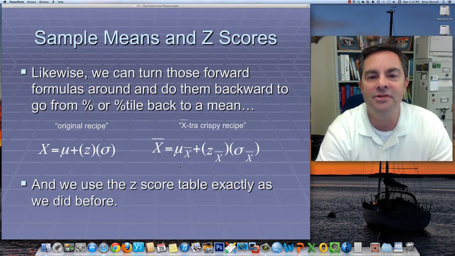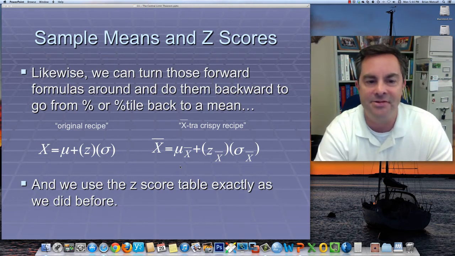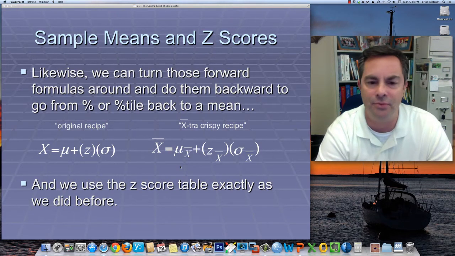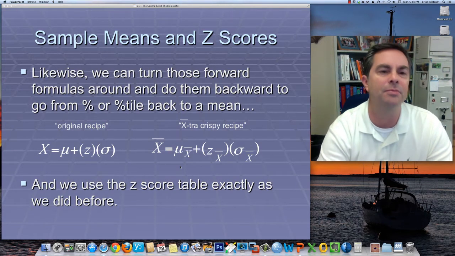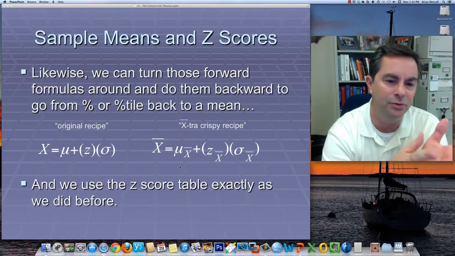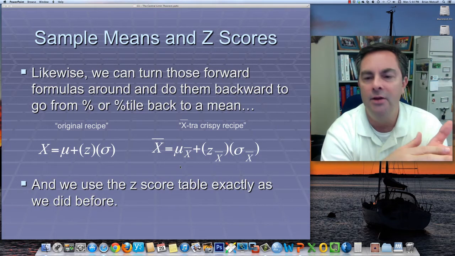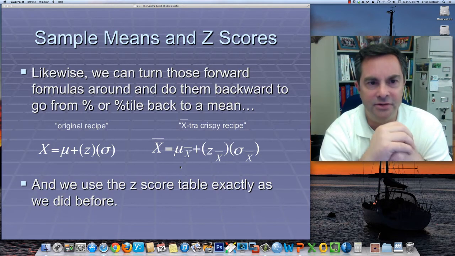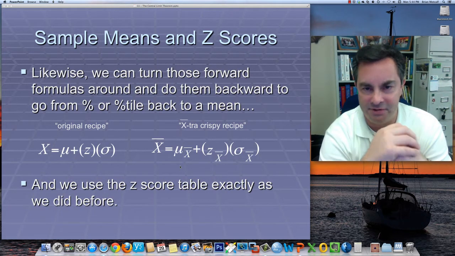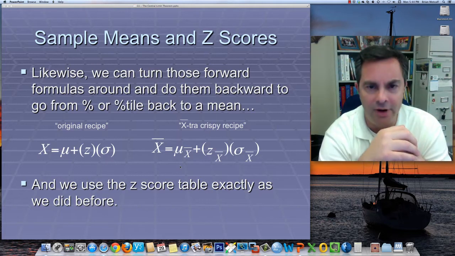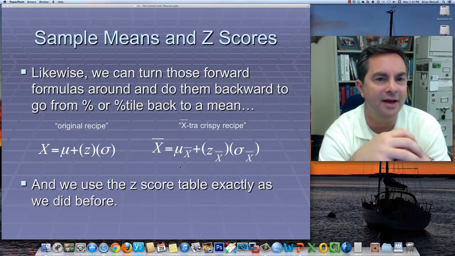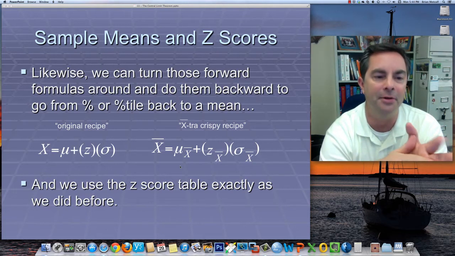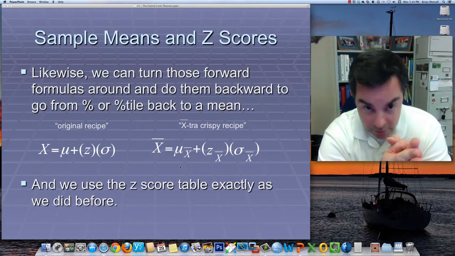Likewise, we can turn this all around and we can ask and answer what I call backward problems. All right, that last set was what I call forward problems, where you go from an individual or a sample mean, work forward to get a z-score, and look in the z-score table to get the percent and percentiles. We can work backward if we already know the percentile and we want to know what score or now what sample mean is associated with that. We'll do what I call backward problems.